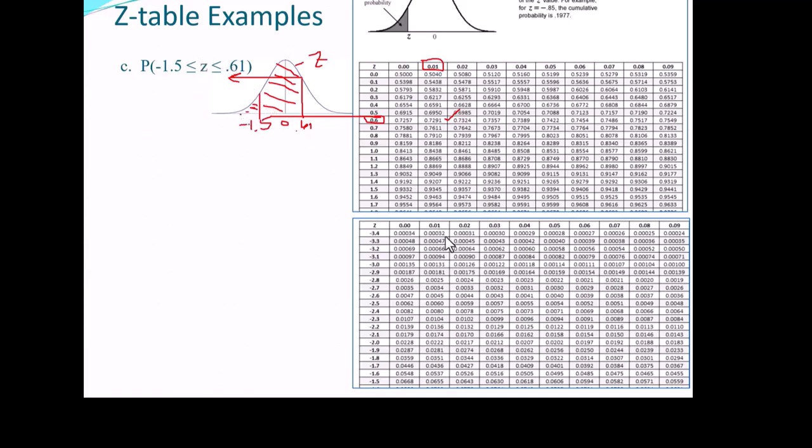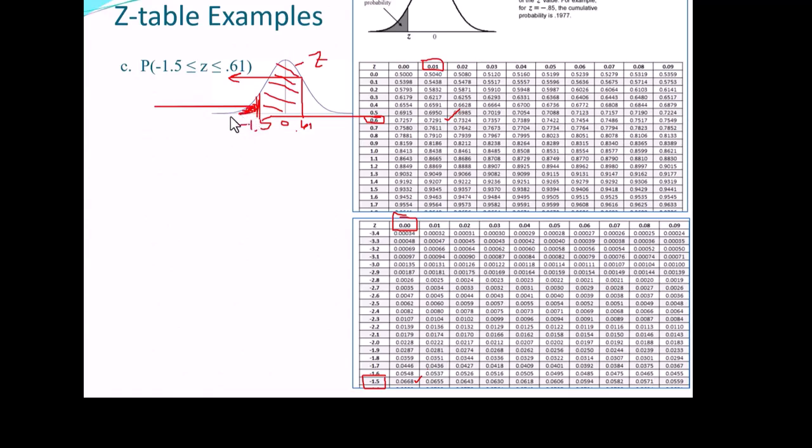When I come down, the second page of the table has negative z-scores, and you can see I've done part of that. I need to get to the z-score negative 1.50. There's negative 1.5. I'm going to match that with the 0.00 column here. And I see this probability, 0.0668. That's this probability. Let's see if I can shade it. That's the probability over here, less than a negative 1.5.